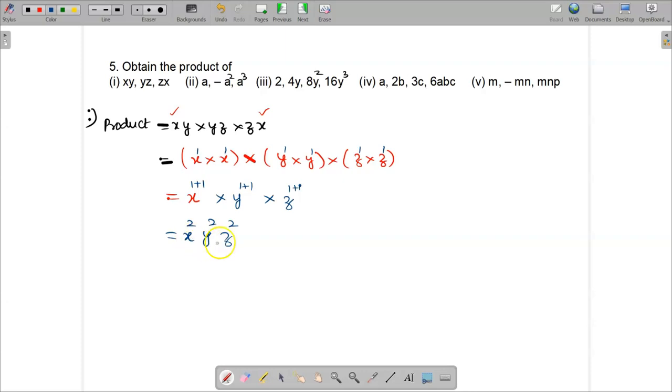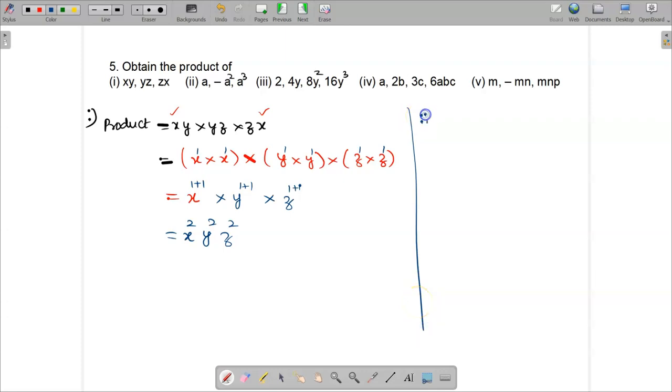Since these three terms are different variables, x is different, y is different, z is different, we cannot merge them, and we can remove the multiplication operator, because these three terms are in multiplication. So the answer is x square y square z square for the first problem.